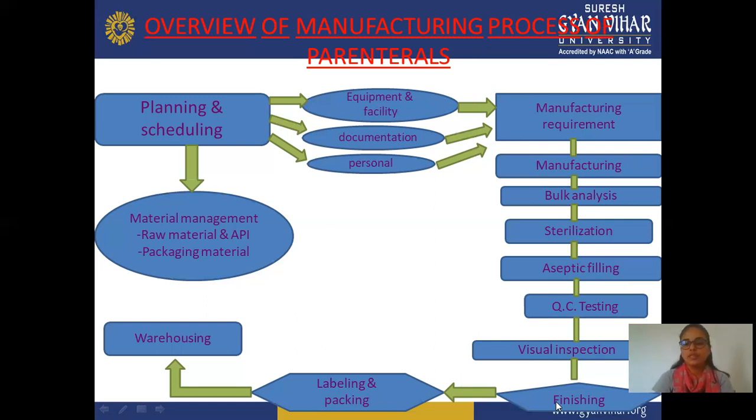And after this, labeling and packaging takes place. So labeling and packaging is the next step after finishing or quality control test or including aseptic filling. So labeling and packaging is the last step. And after labeling and packaging, the formulation comes in a warehouse, which is ready for the market. So this is one flow chart or overview of manufacturing of a parenteral product or process of this manufacturing of a parenteral product.